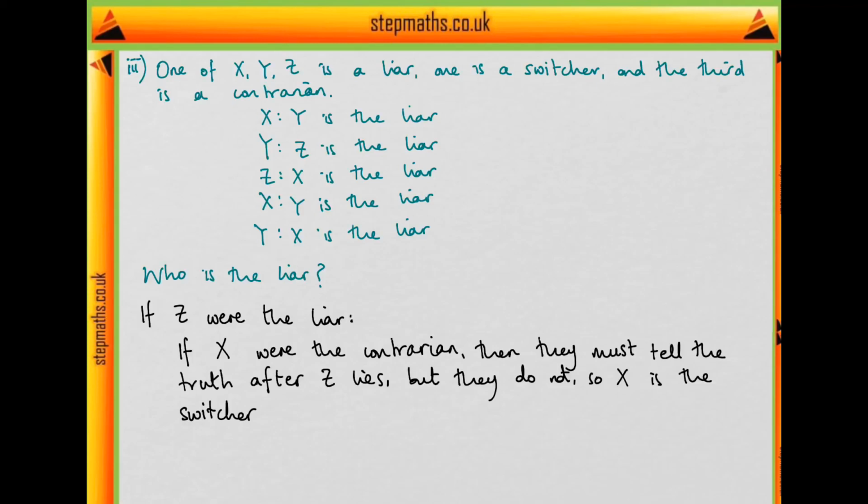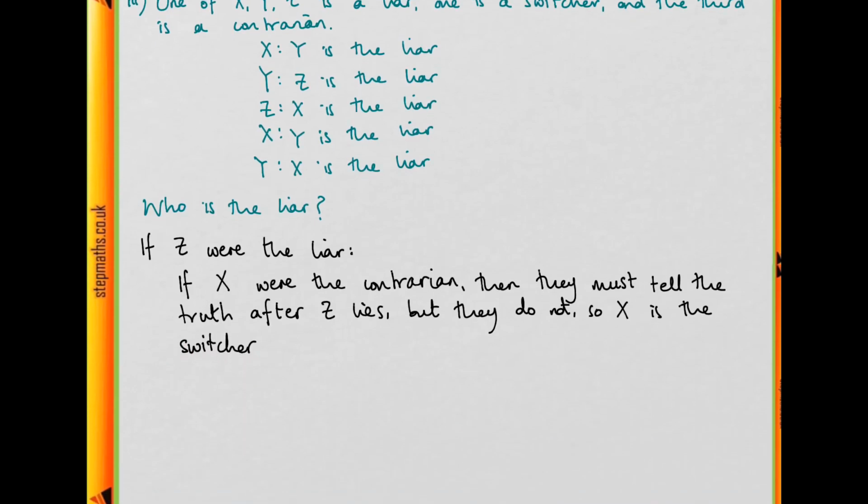So if X were the contrarian, then because they're speaking after someone who just told a lie, they have to do the opposite of that and tell the truth. So if X were the contrarian, then here they would need to tell the truth, but they don't, because we know Y isn't the liar, Z is. So X can't be the contrarian, and so they must be the switcher. And then that must mean that Y is the contrarian.